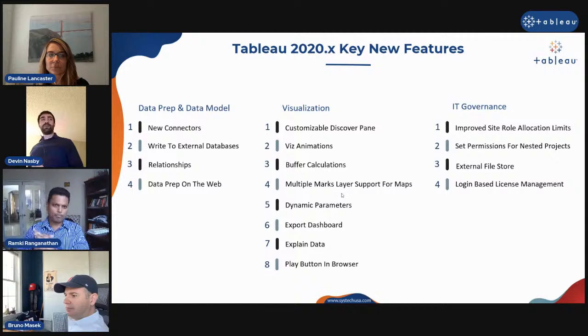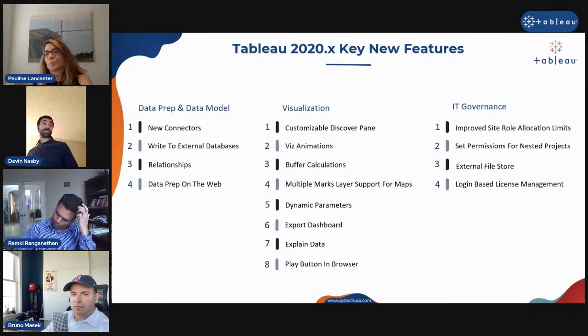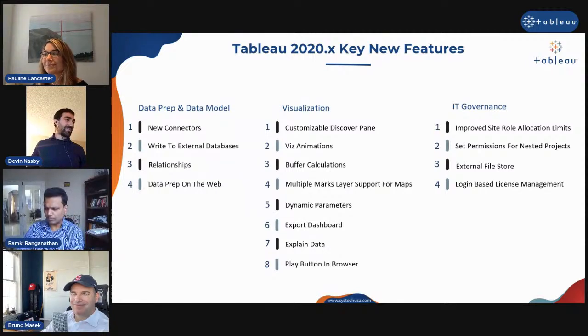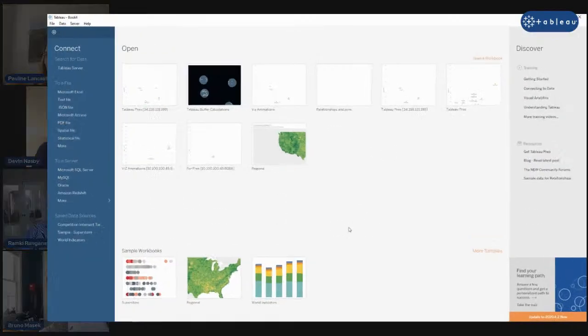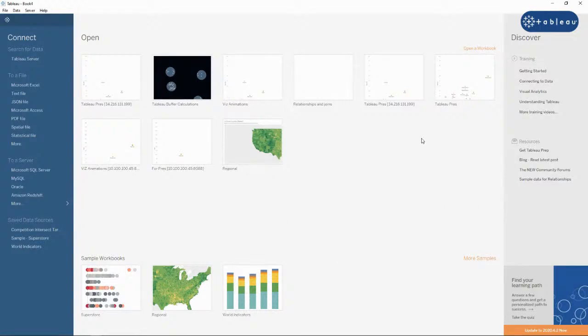Awesome. So coming into this next section, we're going to hop right into it with our customizable Discover pane. Excuse me, it's a mouthful. I'm going to open up a fresh Tableau Desktop, and it actually looks like this when we open it up for the first time. This is a site that a lot of us are familiar with. We've got our connections on the left, our recent workbooks in the middle, some samples down below.